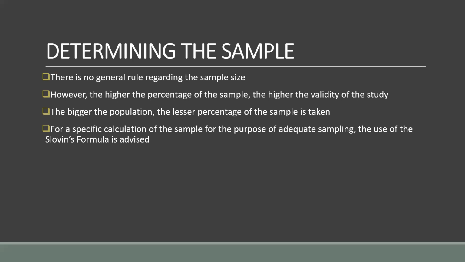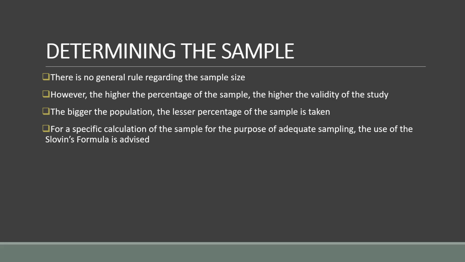We will also discuss in the latter part of our lecture the different methods of collection of data. Next, take note that the bigger the population, the lesser the percentage of the sample taken. We'll prove this later on when I discuss the actual computation for the sample size. And lastly, for a specific calculation of a sample for the purposes of adequate sampling, and do take note, I am pointing out the word adequate, what we utilize is a formula known as the Slovin formula.